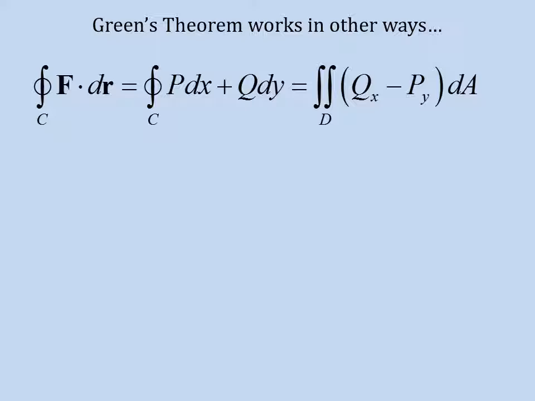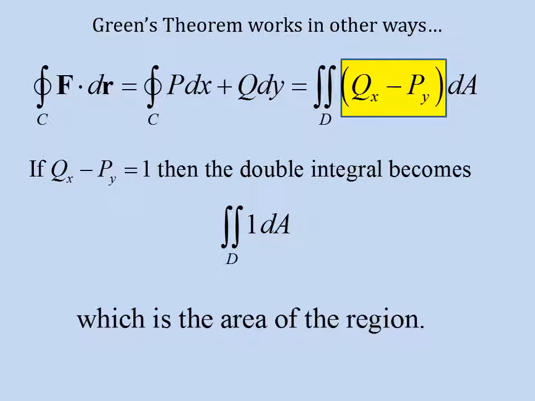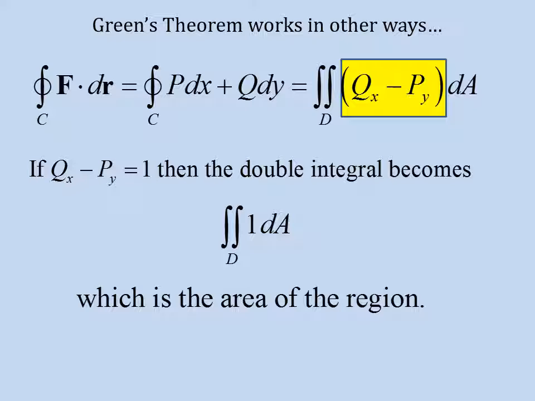Now there may be an occasion to use Green's theorem in reverse. So if we have Qx minus Py come out to be a 1, then the double integral happens to be the area of the region. Now we could come up with any vector field such that Qx minus Py equals 1 and do the line integral instead of the double integral.